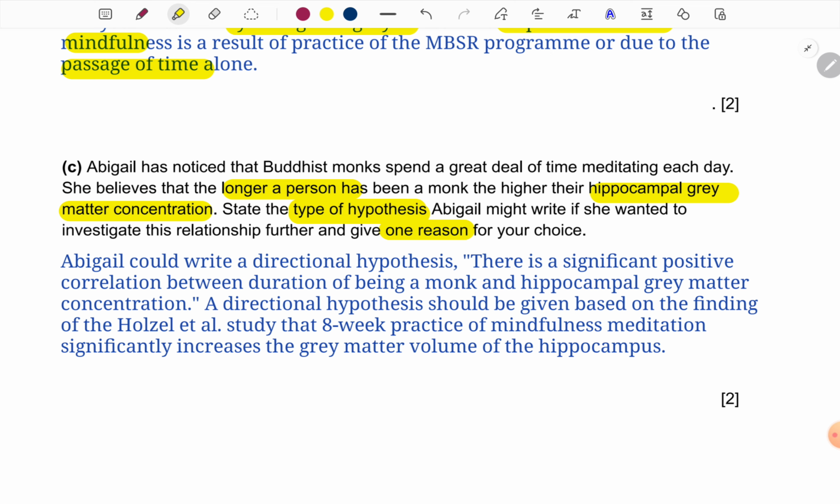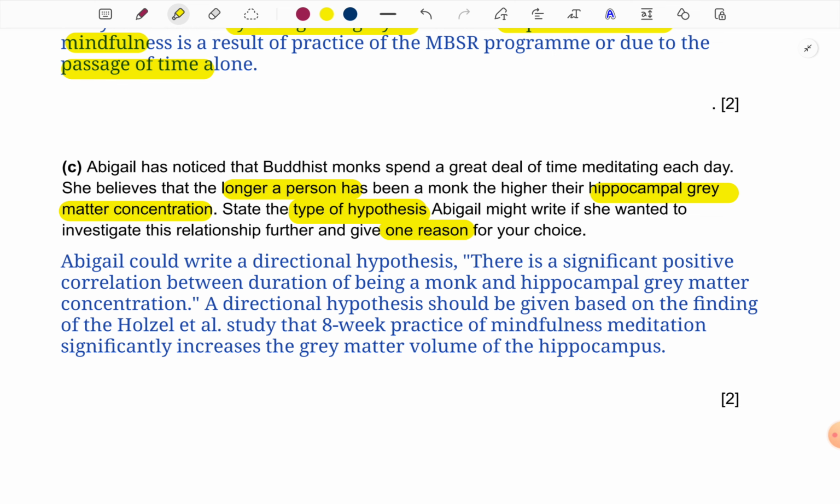Okay, so when they are saying state the type of hypothesis, it just means null, directional or non-directional. Now, how do we decide on the type of hypothesis? If you've learned your research methods chapter well, you would know if it is explicitly mentioned in some research study, like there's a finding or a conclusion which gives us a definitive direction, in the sense this is the impact of the independent variable on the dependent variable.